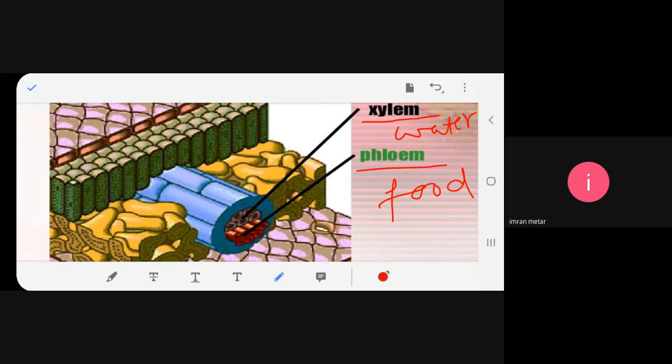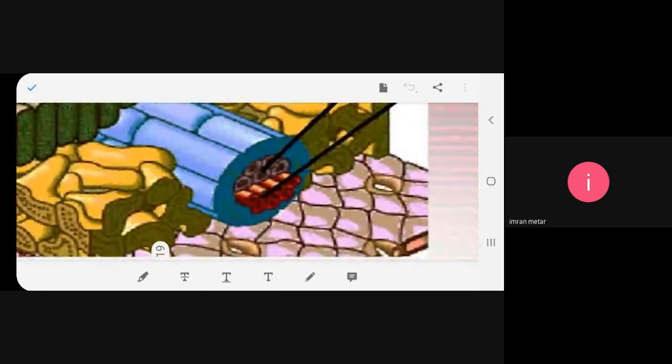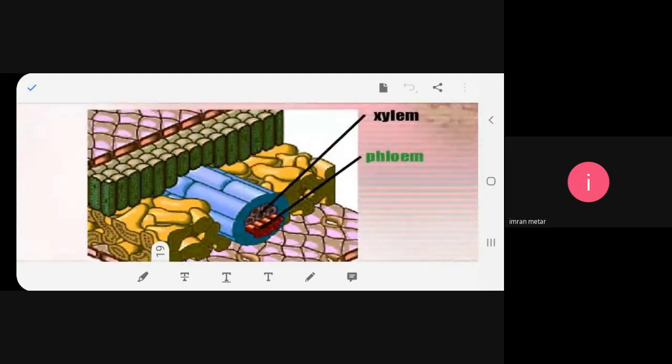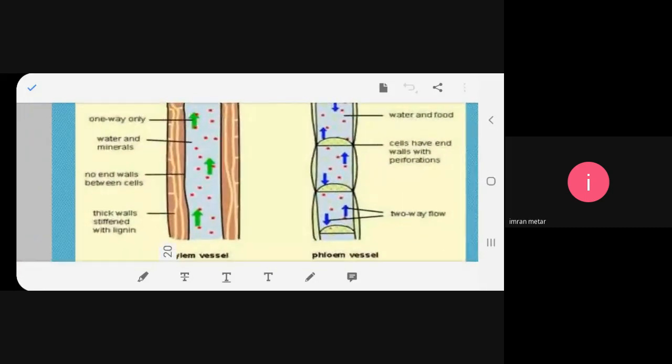Similarly, when the food is made in the leaves, it has to go to all parts of the body. The food has to be delivered to all parts of the body of the plant. Who does it? Same pipeline, another type of pipeline, which is known as phloem. Any problem? No, ma'am. Okay, so this is how the leaves look like, beta. Inside of the leaves looks like this.